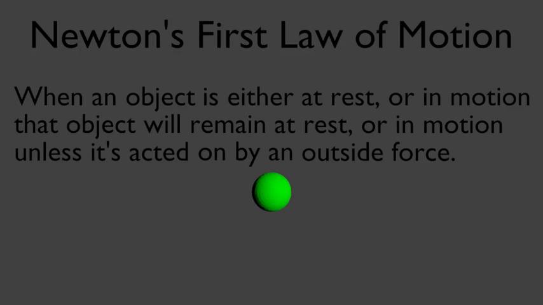It also says that if we have an object that is moving, like this purple ball here, it's going to keep moving on forever unless something acts on it to change that.